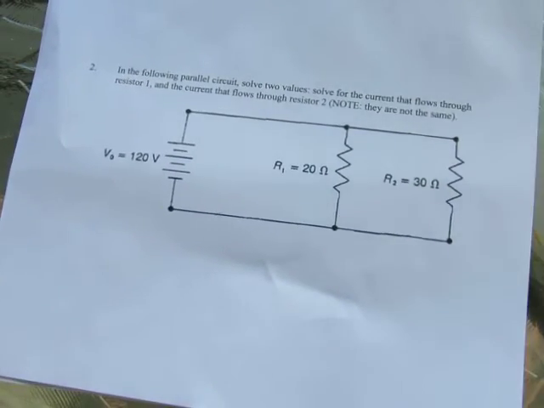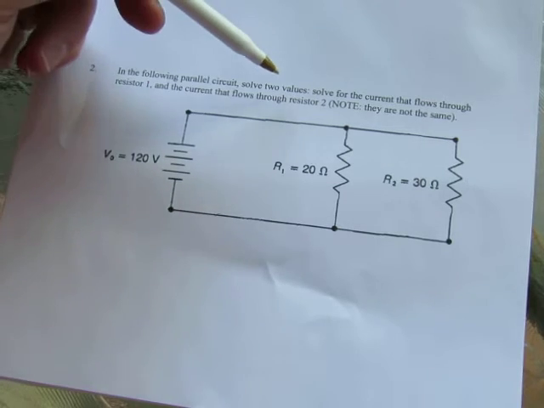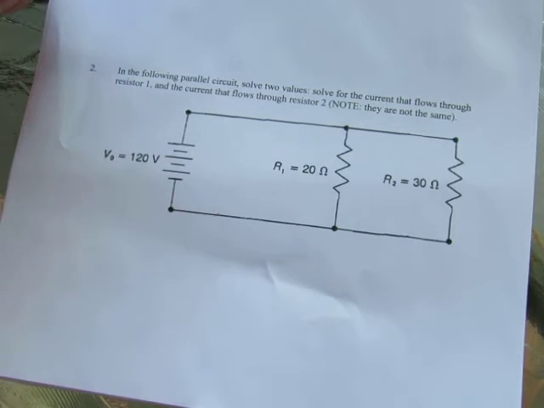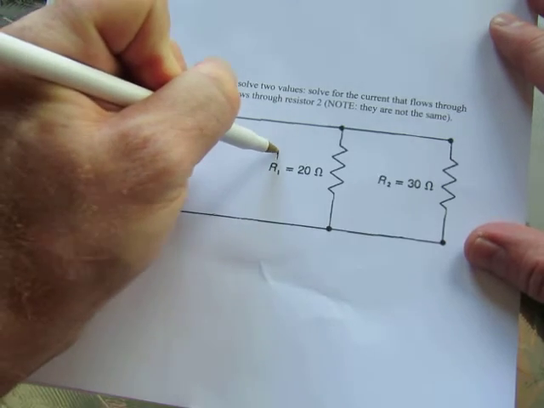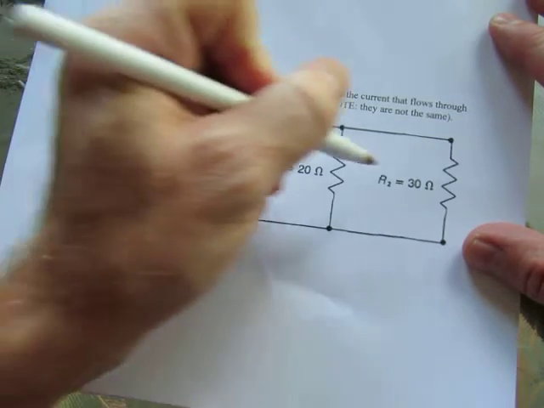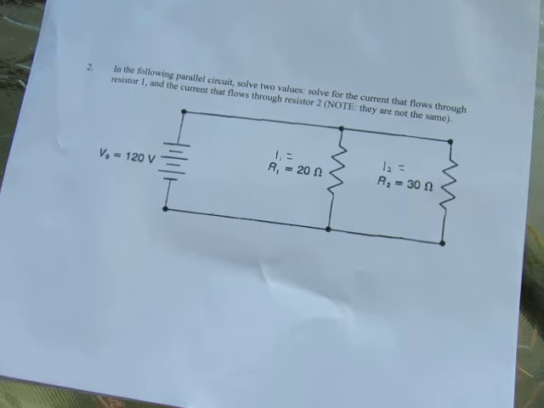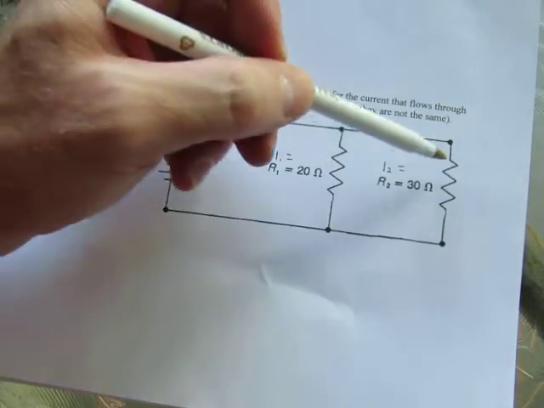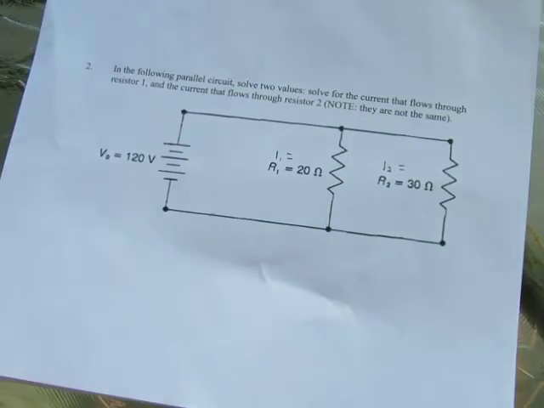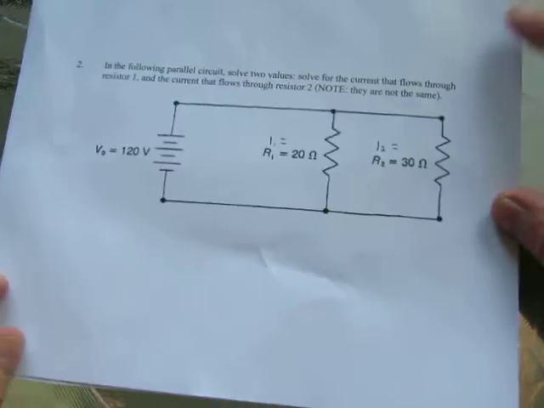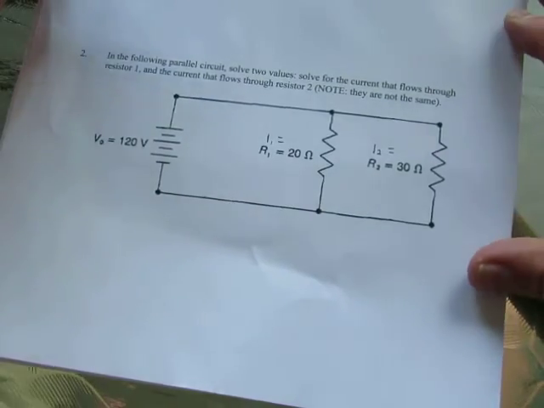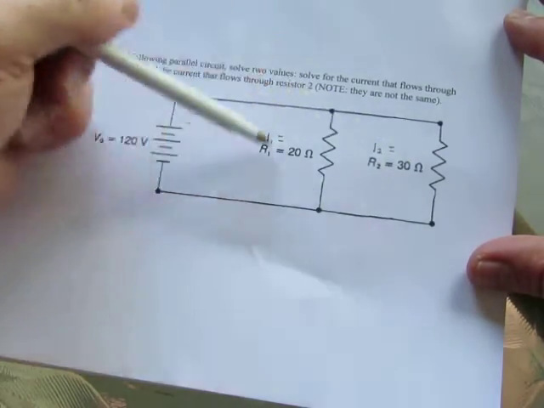The bottom one. In the following parallel circuit, solve for 2 values. We want to solve for the current in resistor number 1 and the current in resistor number 2. And they're not going to be the same because it's a parallel circuit. Current's going to split and go 2 different ways, and the resistors are different, so the currents will also be different, and that's why it's asking for both.